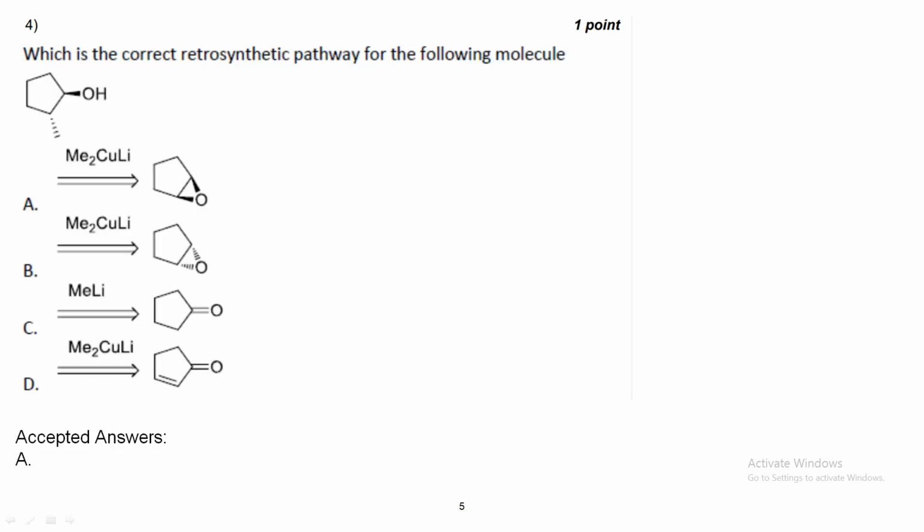Now for the next case, they are asking about the correct retrosynthetic pathway to form this kind of molecule. So again, it's just a stereochemistry based question. In the product, you can see the hydroxy group is above, and the methyl group is below. So we need to just maintain this.